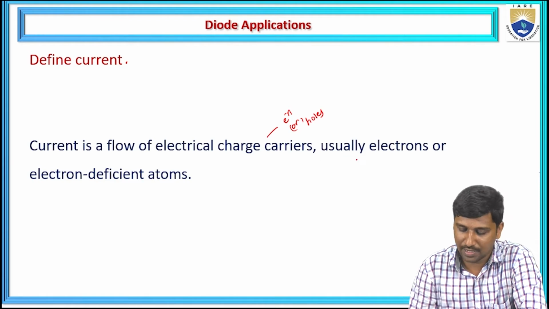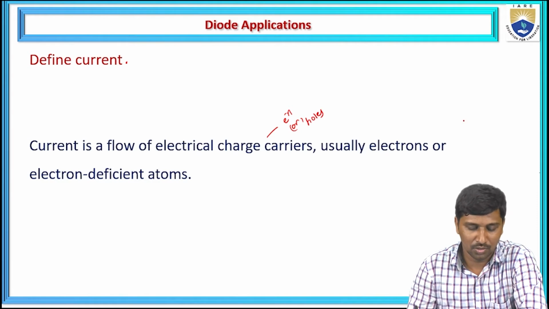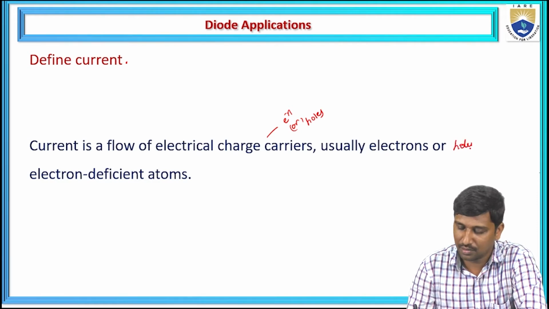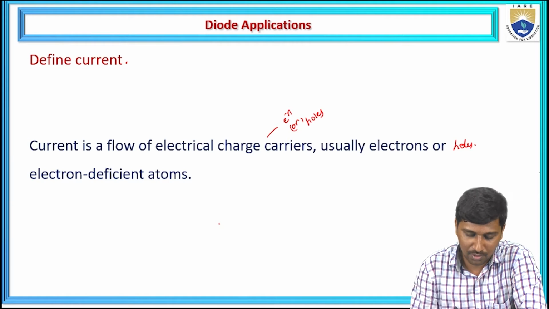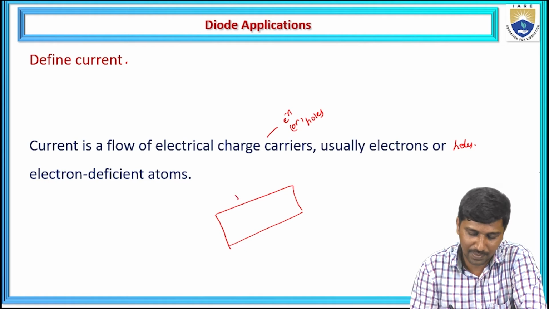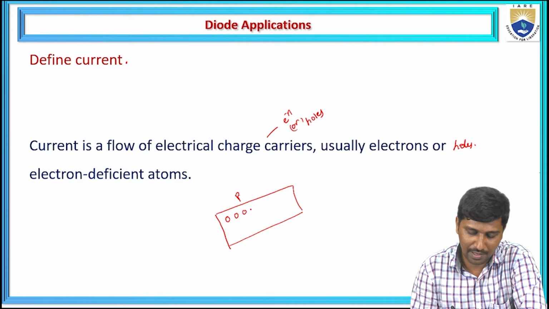Those charge carriers are usually represented as electrons, since in most cases we consider only electrons, or you can also take holes. If you want to observe this, let us take two materials. One is a P-type material, and due to this P-type material, the majority charge carriers here are holes. These are represented as holes.